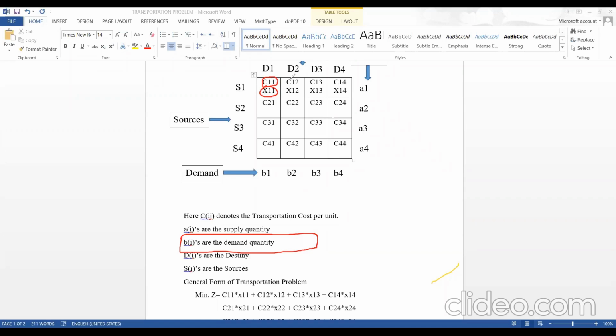Similarly, from source S1 to destination D2, how much quantity has been supplied? X12 quantity has been supplied, and the transportation cost is C12 per unit. So the total transportation cost from source S1 to destination D2 is C12 into X12. Similarly, from source S1 to destination D3, the total quantity supplied is X13 and the transportation cost is C13 per unit, so the total cost is C13 into X13. Similarly, for D4, it is C14 into X14.